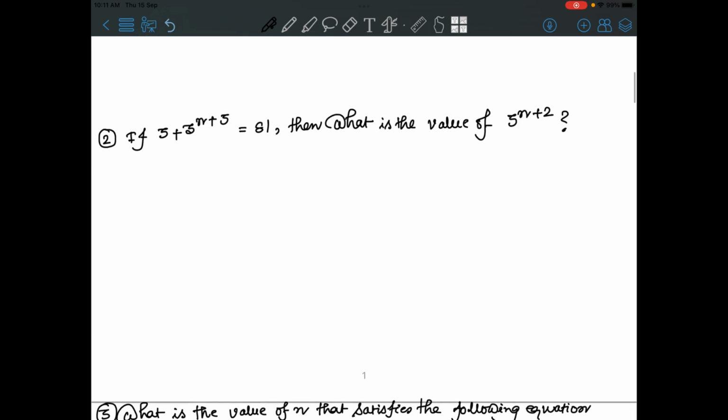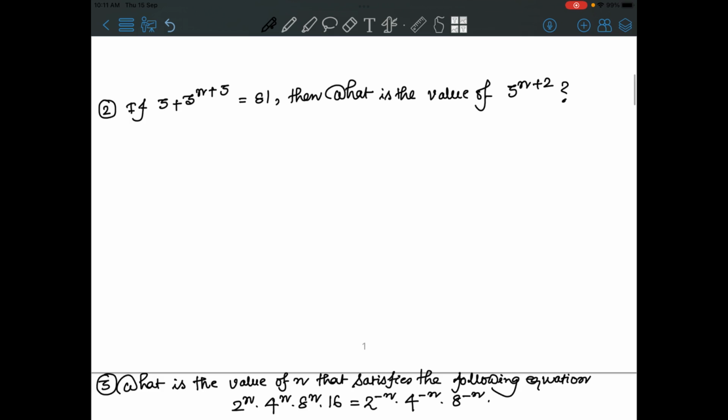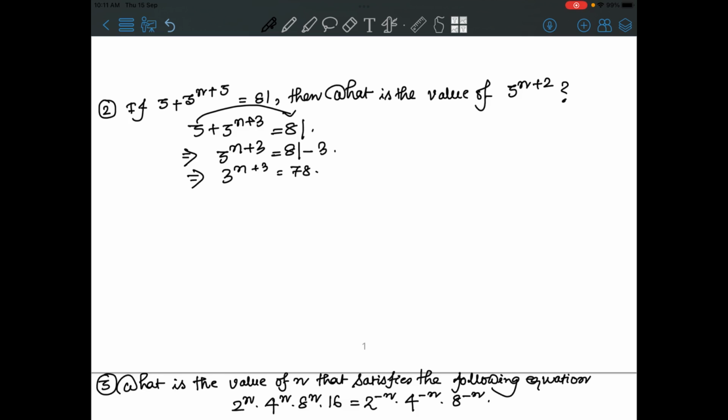Now the second problem. The second problem is: if 3 to the power n plus 3 is equal to 81, then what is the value of 3 to the power n plus 2? Now let me write it down again. The problem is 3 to the power n plus 3 is equal to 81. Now we are going to shift the 3 to the right-hand side with 81, so plus 3 will turn into minus 3. So 81 minus 3 is equal to 78.